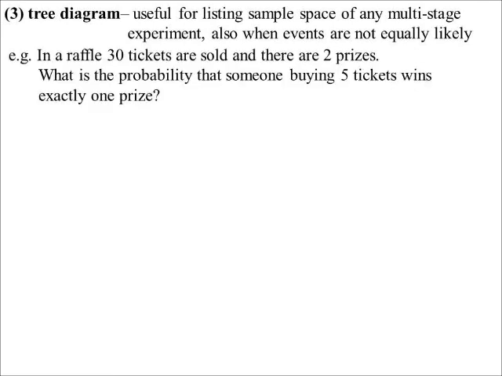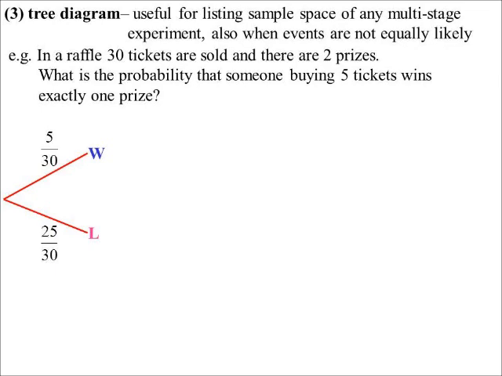There's 30 tickets sold, 2 prizes. Someone's going to buy 5 tickets. They want to win exactly 1 prize. Well, they probably want to win 2 prizes, but they want to win at least 1 there. So we branch our diagram. The first event's going to happen. Either they're going to win or they're going to lose. But in this case, not equally likely. So I just write the probability of it on the branch. So there's a 5 in 30 chance of winning, 25 in 30 chance of losing.